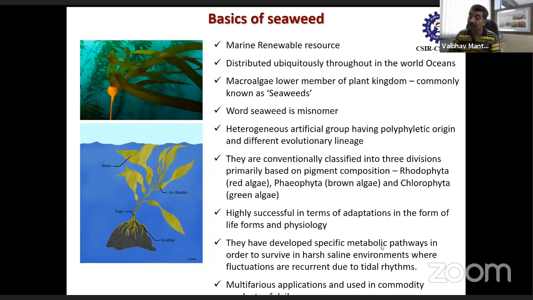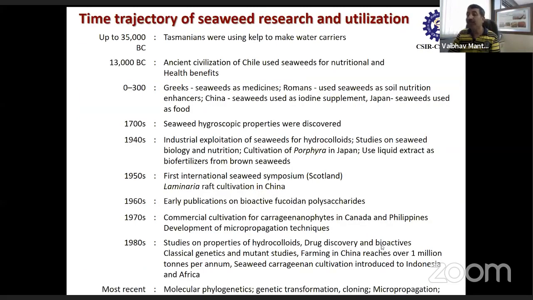compounds in them. Just to give you an idea, there are three major polysaccharides. There are many polysaccharides, but the major ones are agar, carrageenan, and alginate, and these are used in our everyday commodities. We will be coming very shortly to where they have been used.